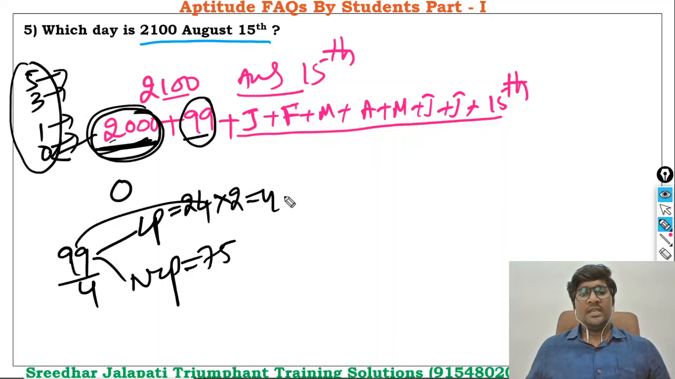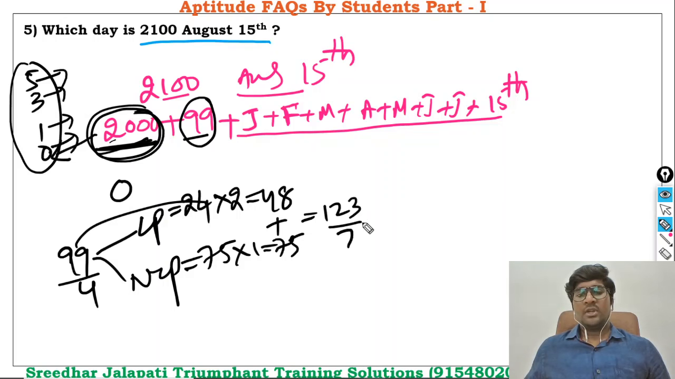Each leap year 2 odd days, so 24 into 2. Each non-leap year 1 odd day, 75 into 1. So total 123, but odd days cannot be 123; 123 by 7 gives remainder 4. So the number of odd days in 123 days is 4. Reminder, when I divide 123 by 7, remainder 4.